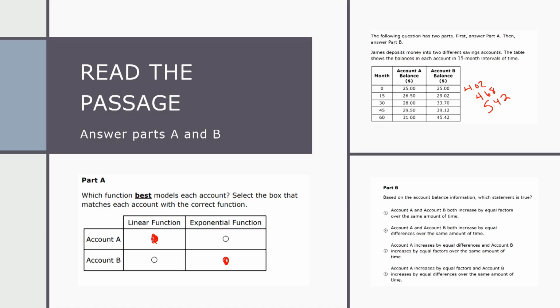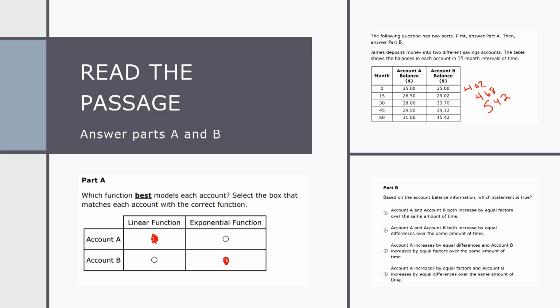It says, based on the account balance information, which statement is true? Account A and B both increase by equal factors over the same amount of time. Account A and B both increase by equal differences over the same amount of time. Account A increases by equal differences, and account B increases by an equal factor over the same amount of time. Account A increases by an equal factor, and account B increases by an equal difference over the same amount of time.